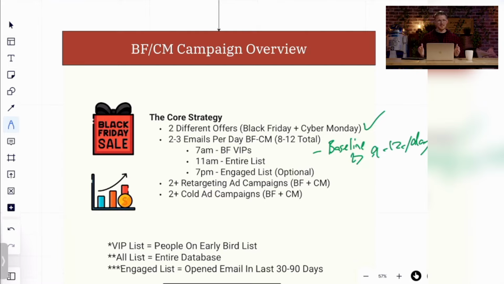So this is the baseline. I want you to send 2 minimum. Really, I'm gonna encourage you to send 3 minimum. And here's what it's gonna look like. We're gonna send 2 to 3 per day. And just to make this easy, if we're doing 3, we like to do 7, 11, and 7. It gives a nice spread of the time. And then also, we've just seen these do really well.